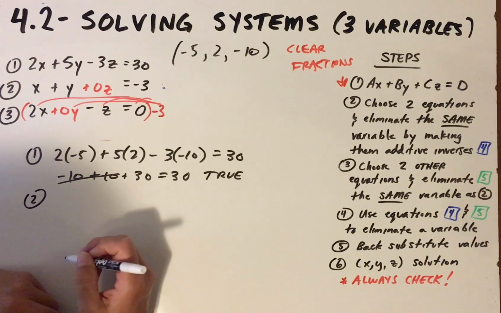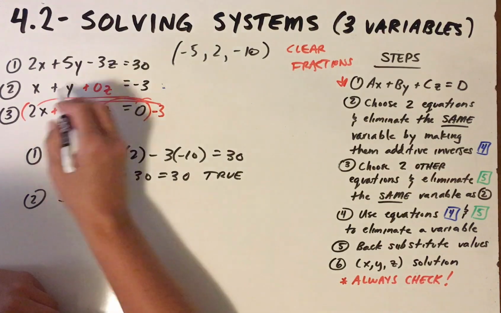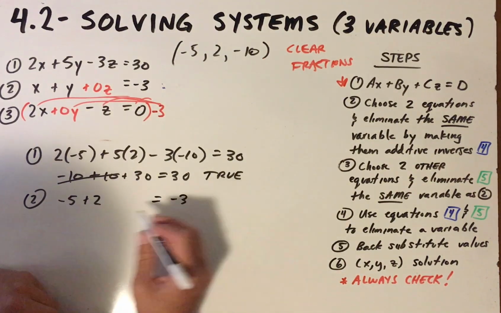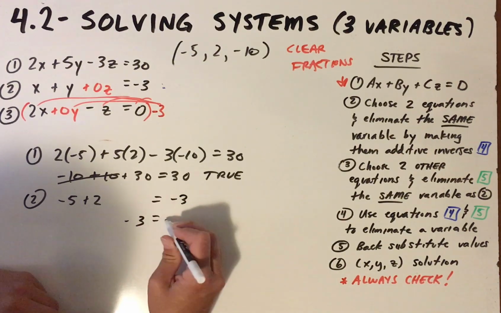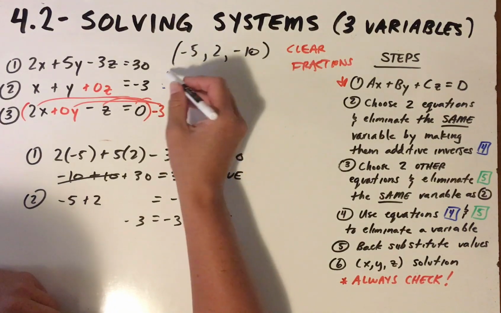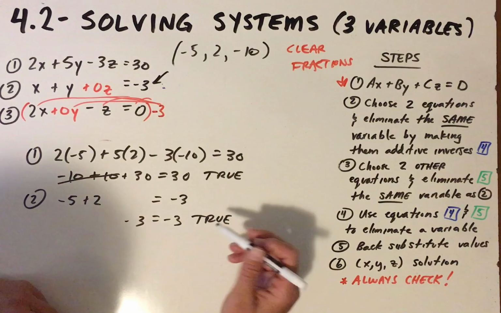Does it lie in the plane of equation 2? My value for x is negative 5. My value for y is 2. And that's going to be equal to a negative 3. Well, that does indeed equal a negative 3, so that's true. So we know that this point lies in this plane. Great. So that checks off 2 of them.